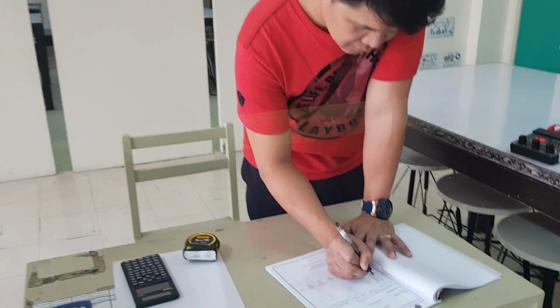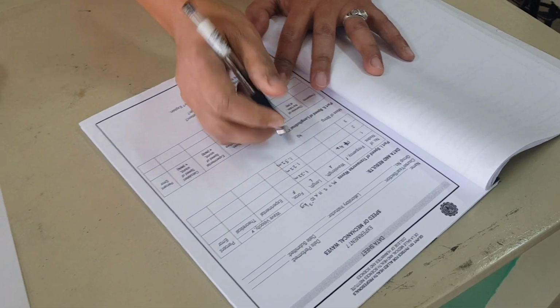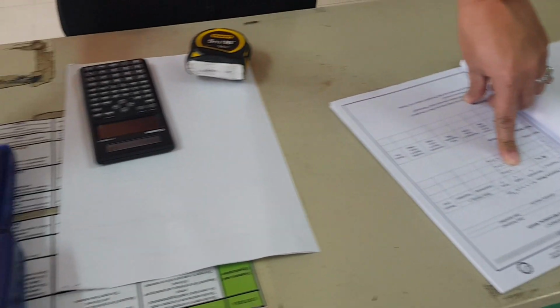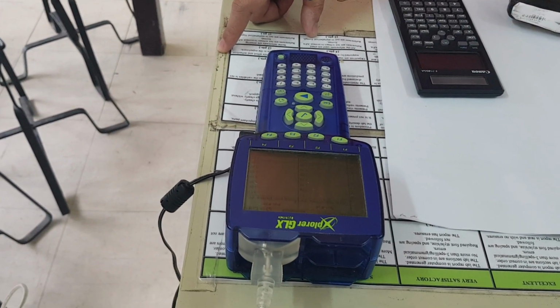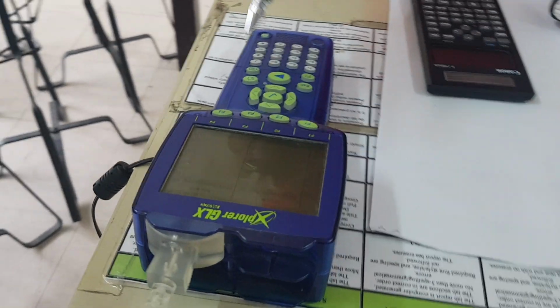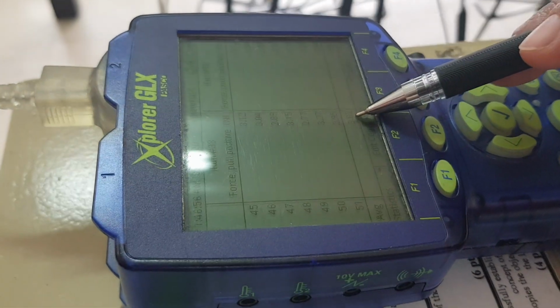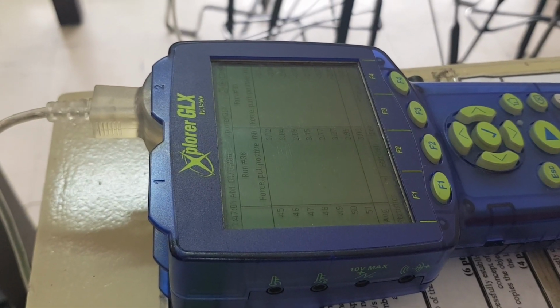I will change my data. Earlier it was 18, but it disappeared. So it is 17 Hertz. The same length, 1.32 meters. And the force here is the average. So the average is 3.02 Newton. So the force is 3.02 Newton.